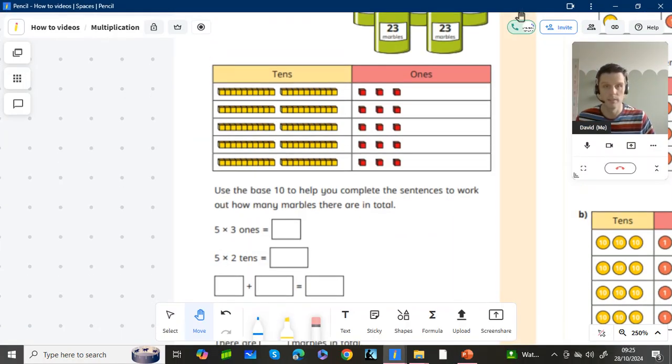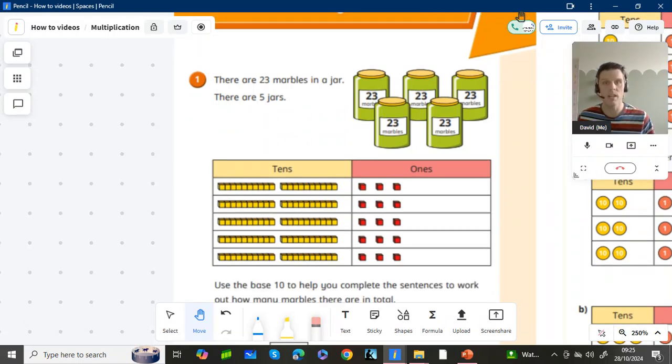So this is question 1. There are 23 marbles in a jar, and there are 5 jars. Okay, so there it is as a picture, and here it is as a place value chart. As you can see, the 2 tens in 20 are along the top, and the 3 ones, and we've multiplied it 5 times.